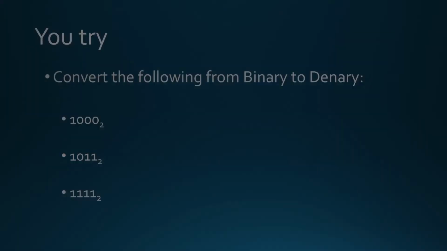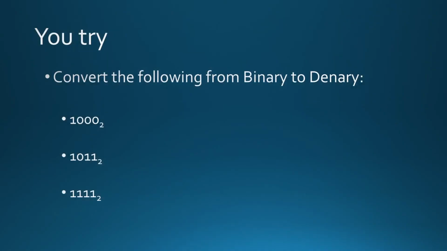Look, have a go. How are you going to do these? All right? Just before you pause the video, think about how you do that. You're going to put each of those digits into a column, then work out the denary values for each of those columns, and then every time you see a 1, you just add that denary together. So pause it, write them down, and I'll come back in a sec. Pause it.